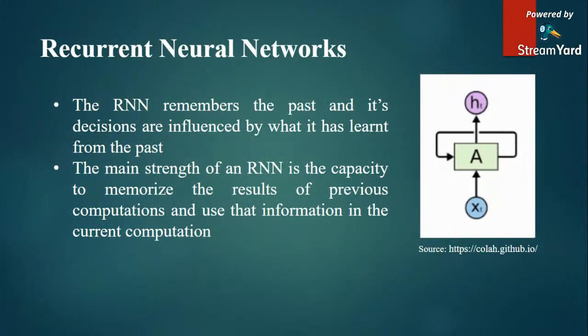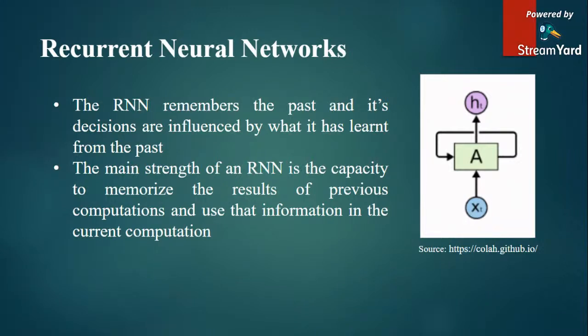So when I spoke about natural language processing and the role of recurrent neural networks, it is worth noting that RNNs tend to remember the past, and their decisions are influenced by what they have learned from the past. As I said, the next word predicted by an RNN is influenced by what earlier words it encountered. So the main strength of RNNs is the capacity to memorize the results of previous computations and use that information in the current computation.